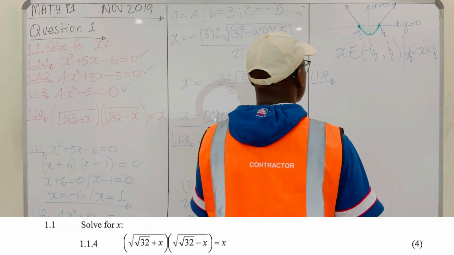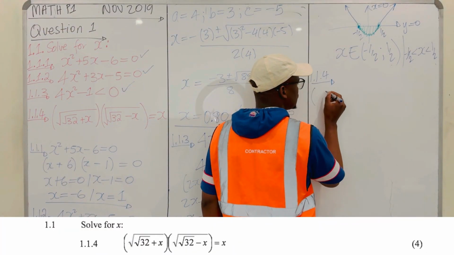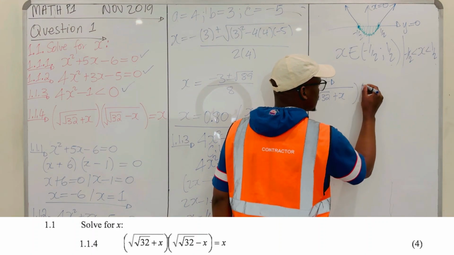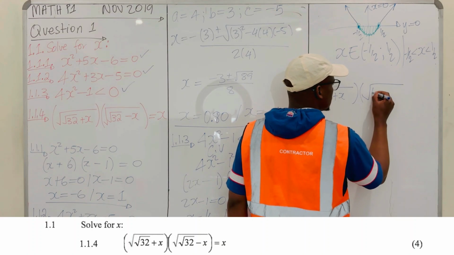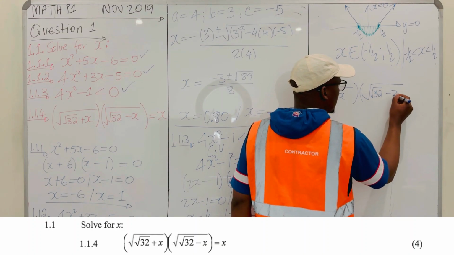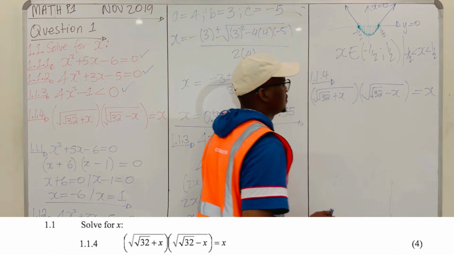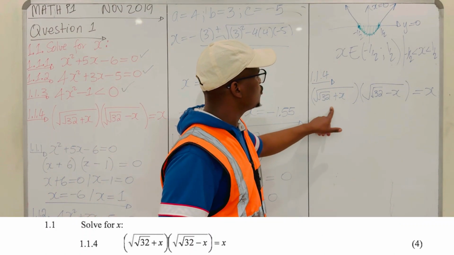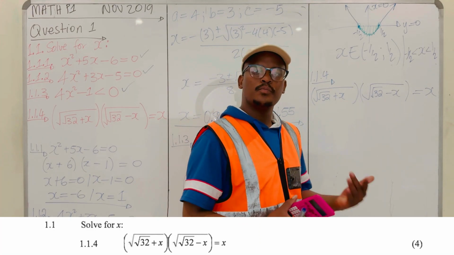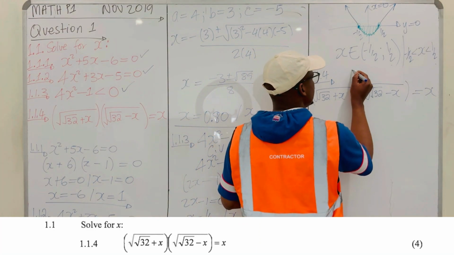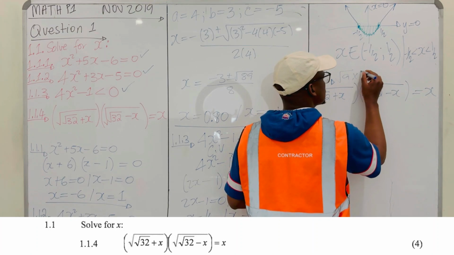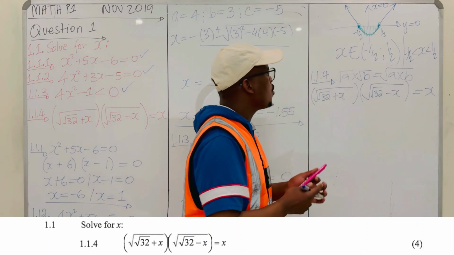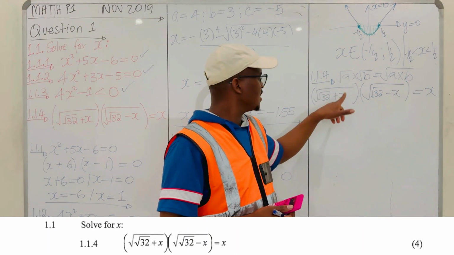Okay, in this case we're given the square root of 32 plus x, times another square root of 32 minus x, is equal to x. So they want us to solve for x here. Here you have two brackets multiplying each other. And you need to remember, when you're doing surds, the square root of a times the square root of b is the square root of a times b. So we're going to use this law here.